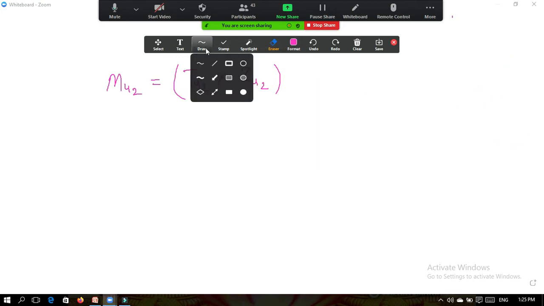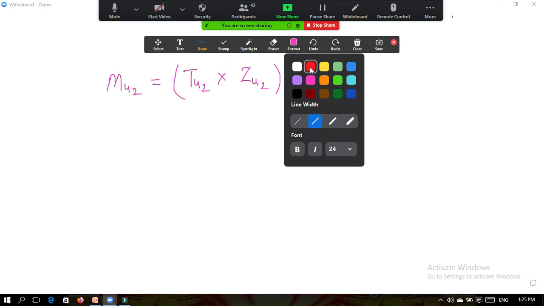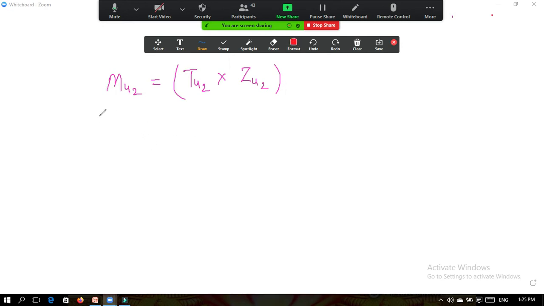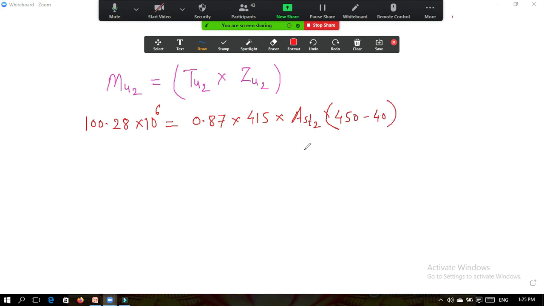Okay, so now if you move to the next step, MU2, what was the value? It is 100.28 into 10 raised to 6, which is equal to 0.87 Fy, which is 415, into AST2 into lever arm. So lever arm is D minus D dash. So in this case, the lever arm is D minus D dash.